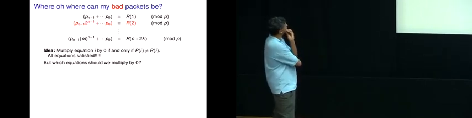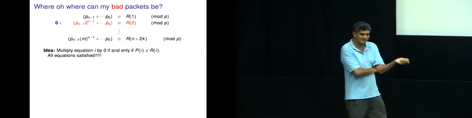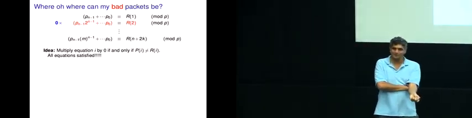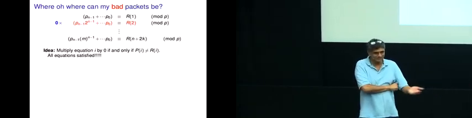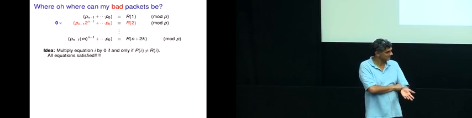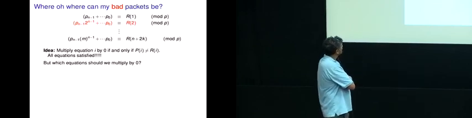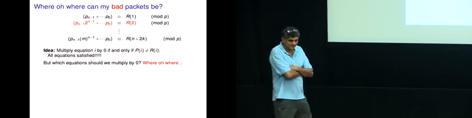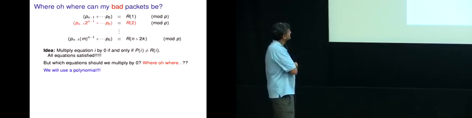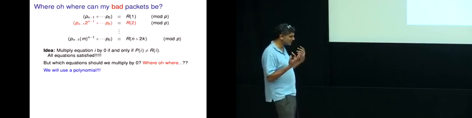Okay, so that's good. But the whole question is, which equation do I multiply by 0? If I knew which equation to multiply by 0, I could just throw the thing out. I don't need to, this is stupid, right? Which equations do I multiply? It's really a question. Okay, well, what's the answer? The answer, of course, is a polynomial.